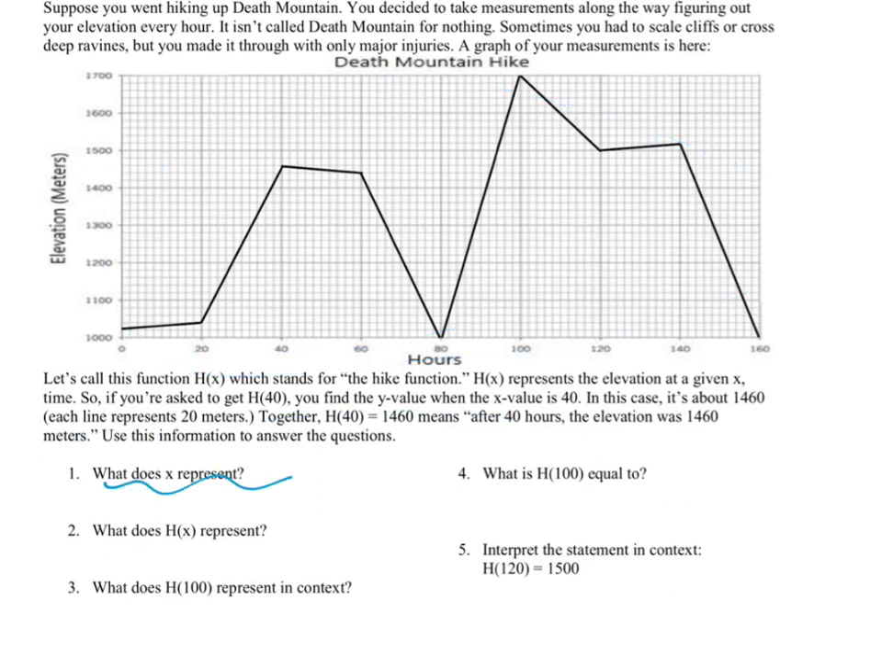So first one, what does the x represent? Well, the x-axis is here. It's representing hours. It says right there. So we got hours. What does h of x represent? Well, h of x, remember, that's a y value. So you go to your y-axis here, and that's going to represent the elevation in meters. So we got elevation, and I'm just going to put meters, because it is in meters.